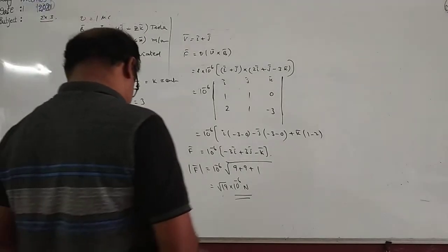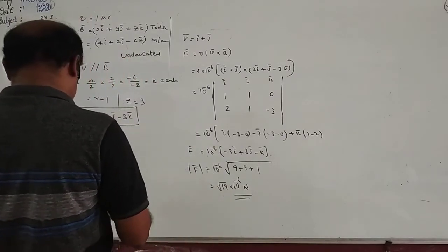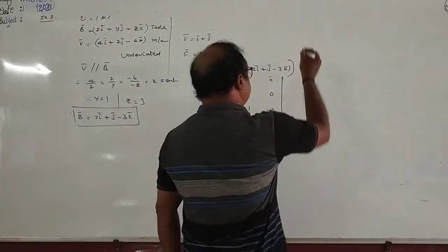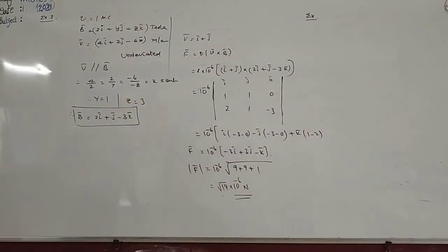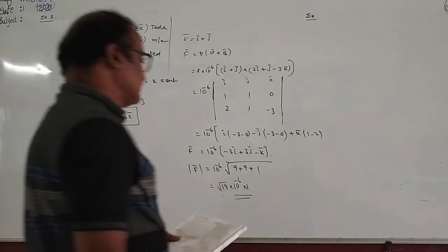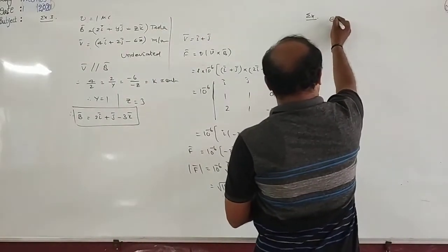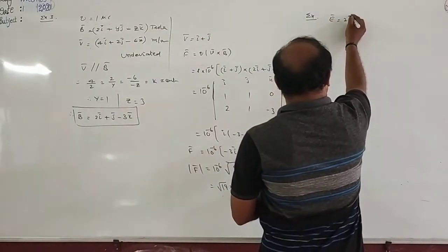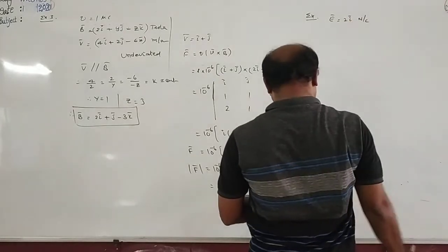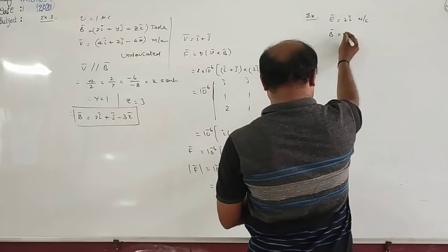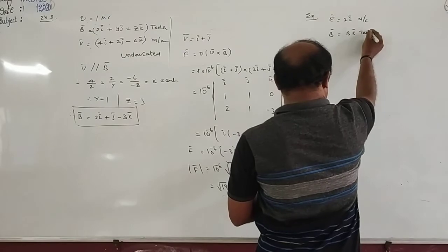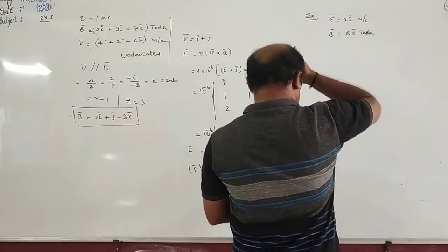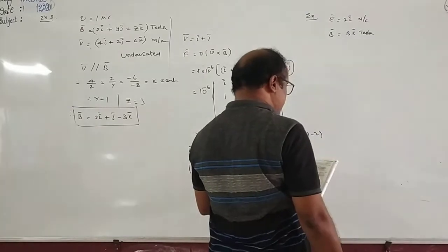Next, the next example, a very important example. See here, a particle of charge q and mass m is moving in a uniform electric field E bar equal to 2i bar Newton per coulomb and magnetic field B bar equal to B k bar Tesla. It follows a trajectory from P to Q as shown in the figure.